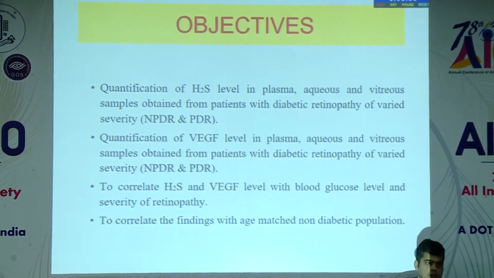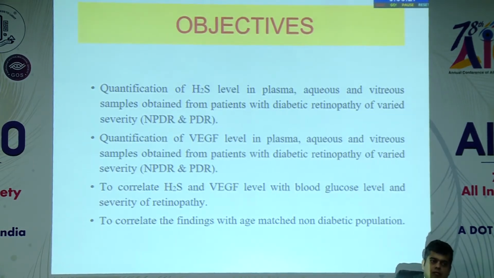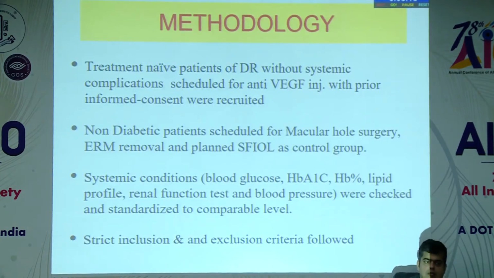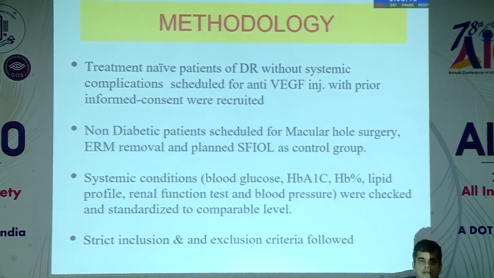Coming to objectives, the objective of the study was to quantify hydrogen sulfide level and VEGF level in plasma, aqueous, and vitreous samples of patients of diabetic retinopathy of varying severity, that is NPDR and PDR, to correlate H2S and VEGF level with blood glucose level and severity of retinopathy, and to correlate the findings with an age-matched non-diabetic population. Coming to methodology, it is a prospective study.